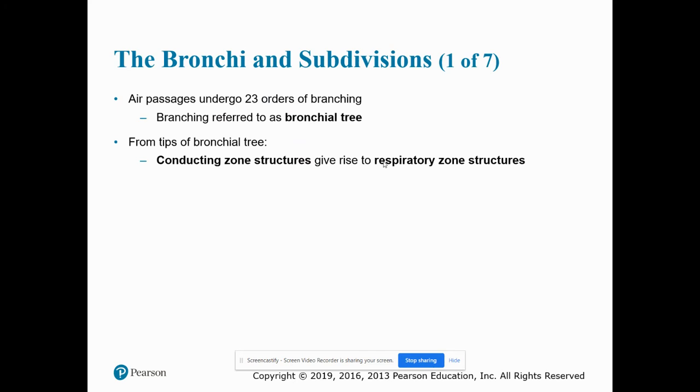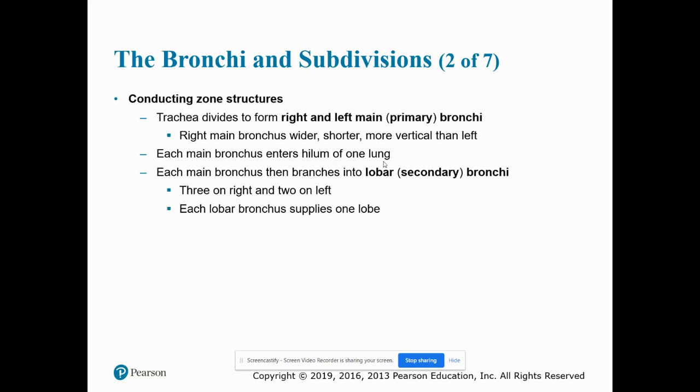Air passages undergo 23 orders of branching, and the branching is referred to as the bronchial tree. From the tips of the bronchial tree, the conducting zone structures give rise to the respiratory zone structures, which makes sense because we're going from the structures that play a role in transporting air to where the actual gas exchange is occurring.